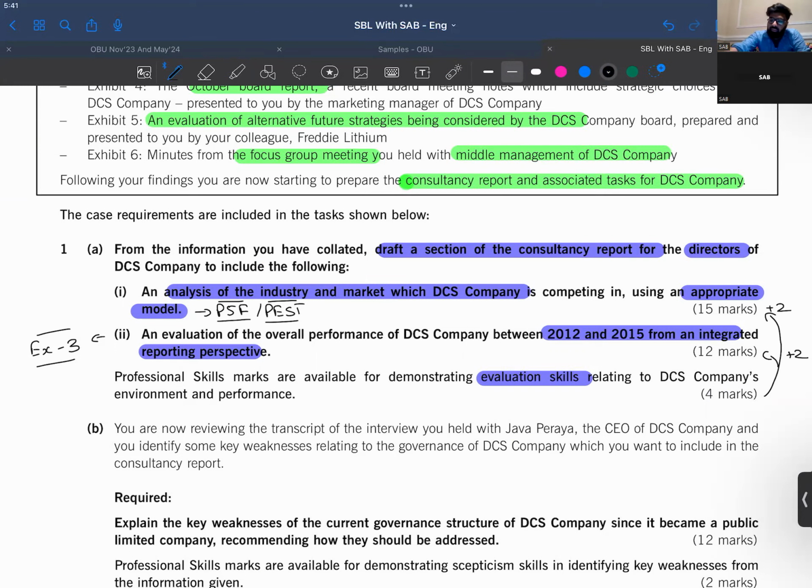So this is your first part you need to see. And I'll consider this an easy one because you have done Porter's 5 forces, you have done PESTEL, you have done exhibit-related and integrated reporting-related work, and you know evaluation skills. So you just need to gather the data and the rest can be done easily, right?